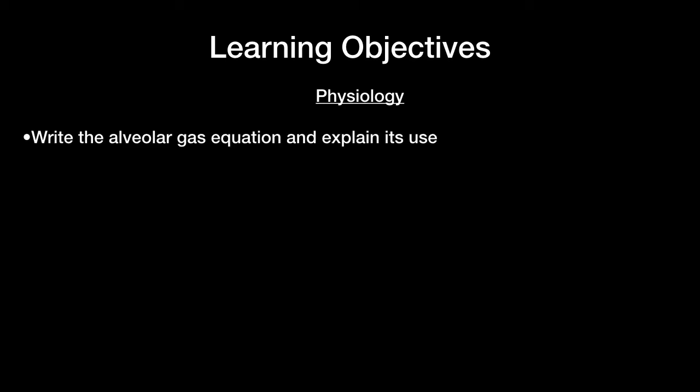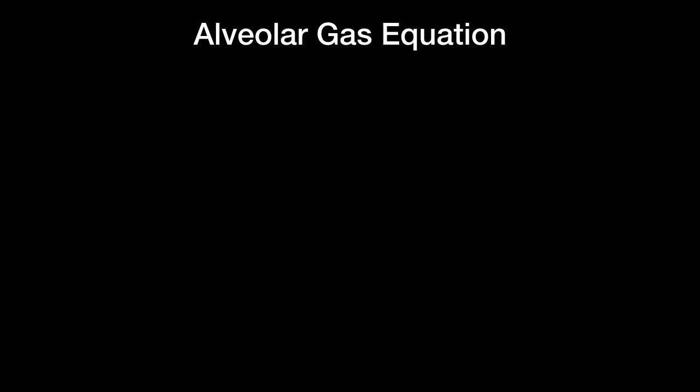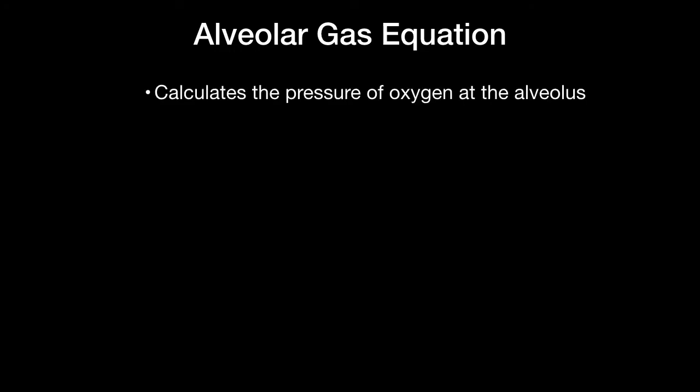In this lecture, we're going to write the alveolar gas equation and explain its use. So what is the alveolar gas equation and why do we care about it? The alveolar gas equation calculates the partial pressure of oxygen at the level of the alveolus. This is important when trying to decide why a patient is hypoxemic.